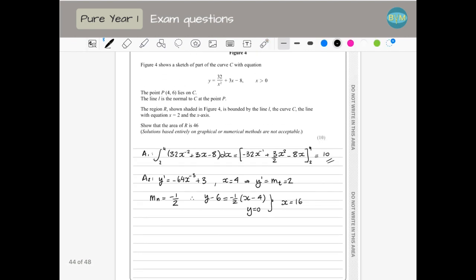So the area of the triangle, my A2, is going to be base times height divided by 2, and this is 36. So A1 is 10, A2 is 36, which means that R is going to be A1 plus A2, which is 10 plus 36, which is 46. That's exactly what I have to prove. And that's all with this question.